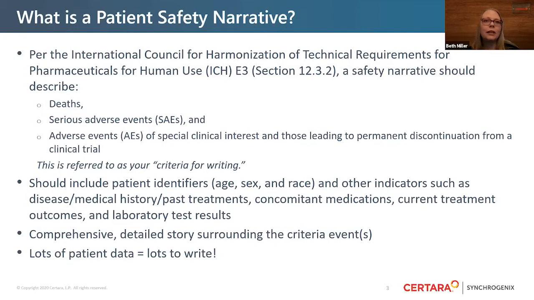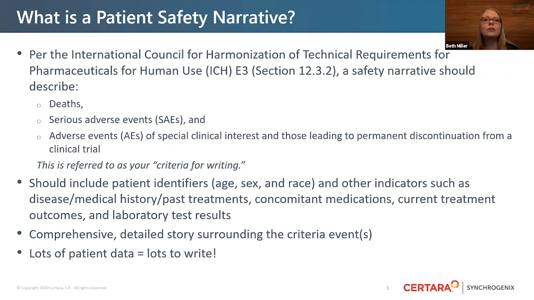Per ICH E3, a safety narrative should describe deaths, serious adverse events, non-serious adverse events leading to study discontinuation, and adverse events of special interest, which can vary depending on things like the indication, disease under study, and study type. And this is referred to as your criteria for writing.